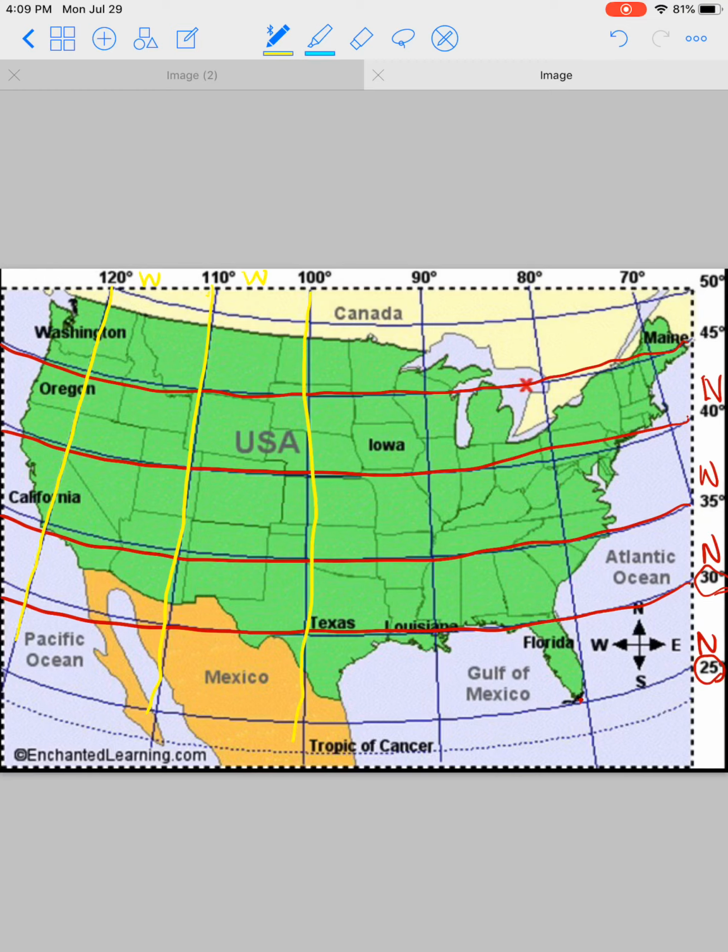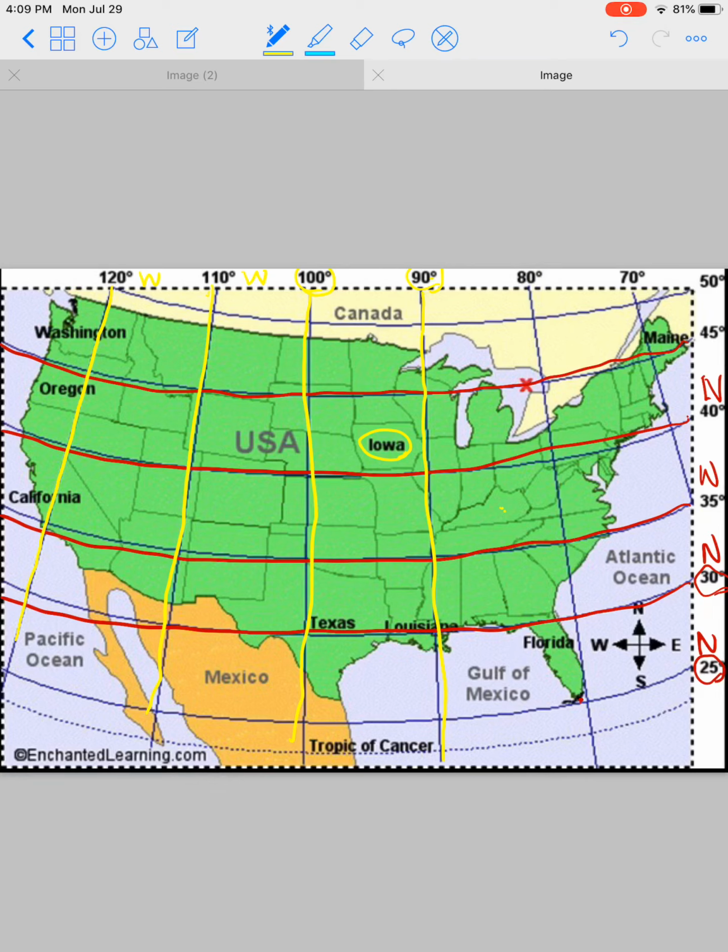So you can see that this word Iowa is in between the 90-degree west longitude line and the 100-degree west longitude line. Here's Kentucky, where we live. It's in between 80 degrees west and 90 degrees west.